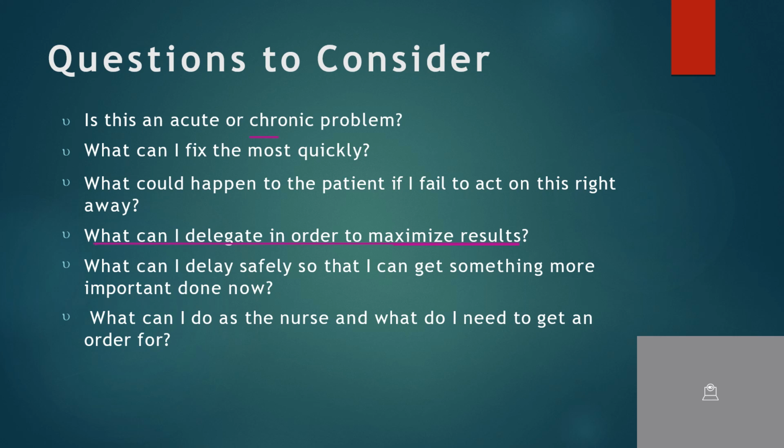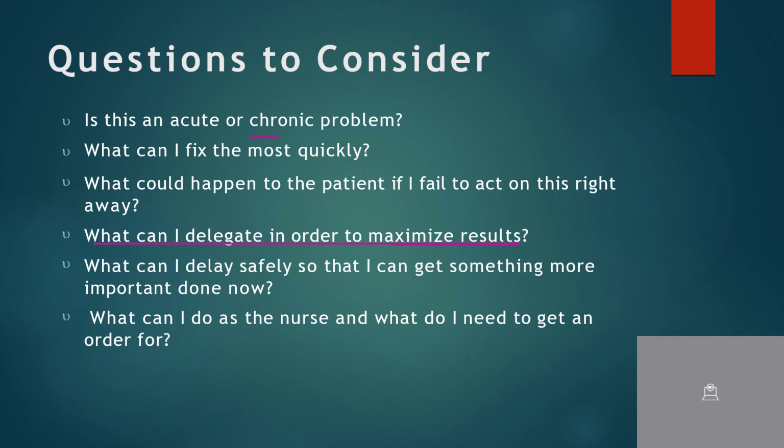A lot of times too, the biggest thing when you're picking an answer when it comes to prioritization is that you want to think, okay, did I do something, right? You really want to focus on, did I do something? Did I choose the one where I actually intervened and did something for the patient? What can I delegate in order to maximize results, right? So again, we're going to talk about the role of the UAP and what they do.